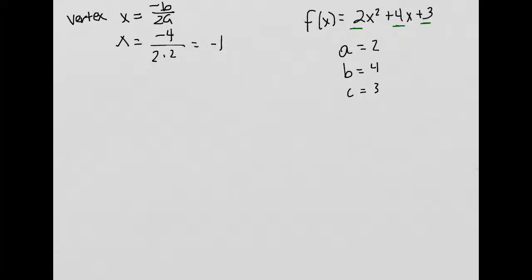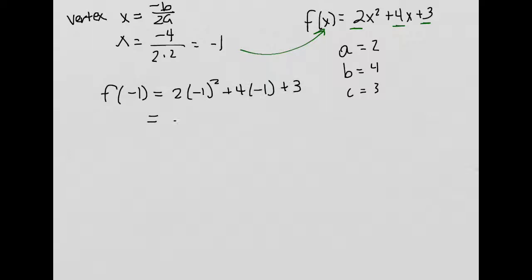We're going to take this value, just like I did before, put it in here, and make it a y value, so I have a coordinate point. So f of negative 1 is 2 times negative 1 squared plus 4 times negative 1 plus 3. That ends up being 2 minus 4 plus 3, which is negative 2 plus 3, which is 1. So my vertex has the coordinate value negative 1, 1.